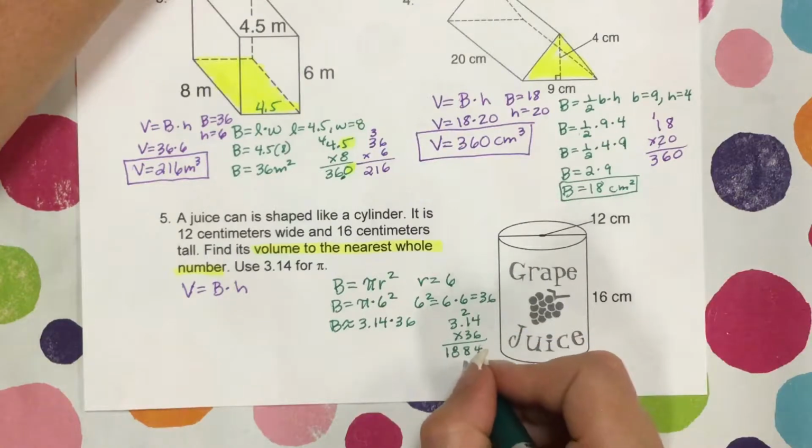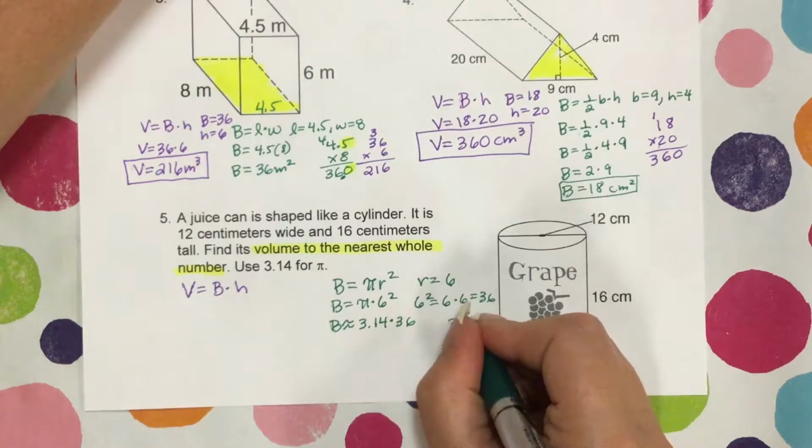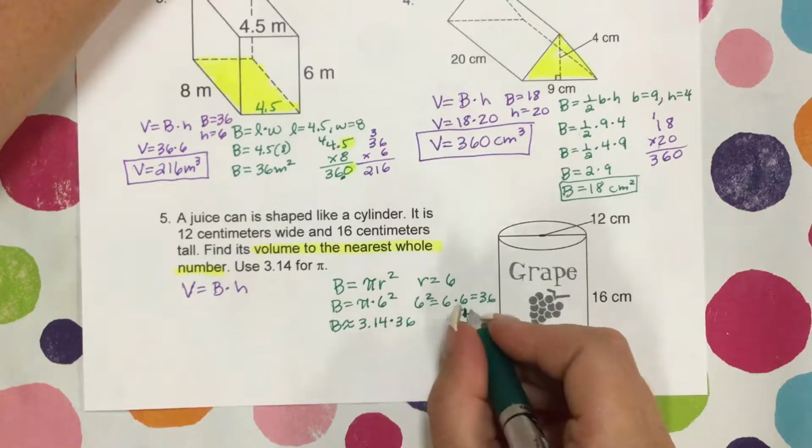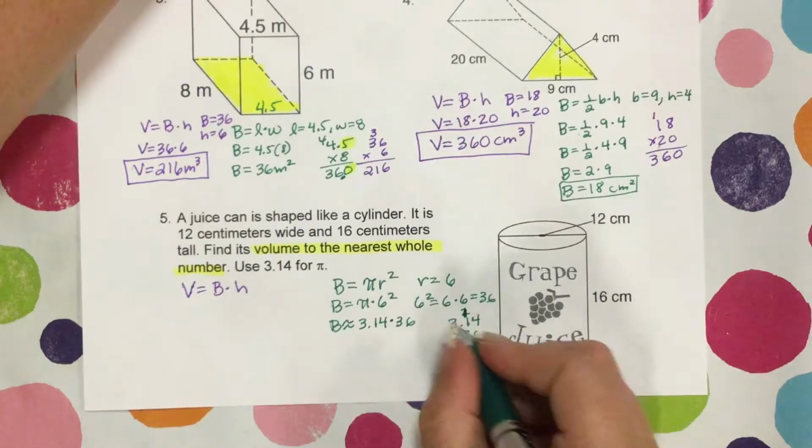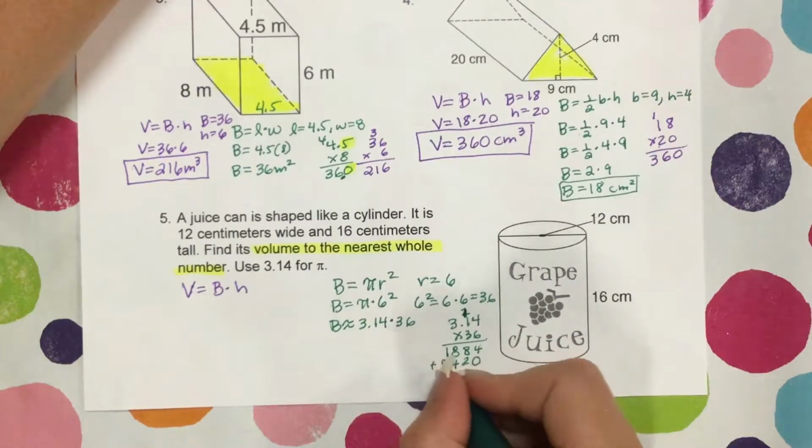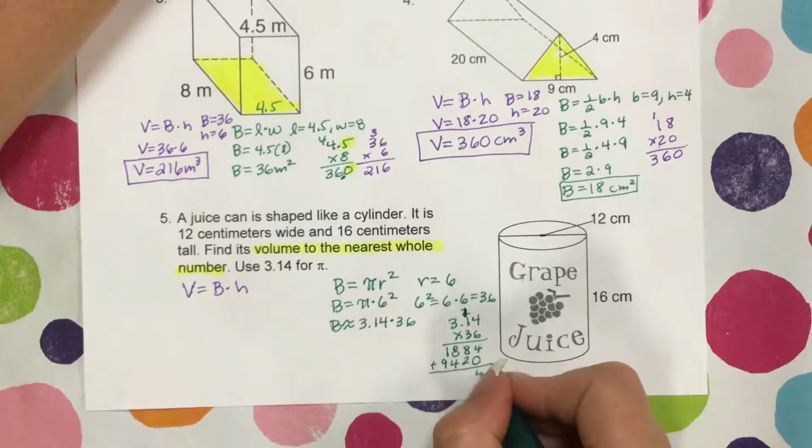3 times 4 is 12. Write the 2, carry the 1. 3 times 1 is 3, plus 1 is 4. 3 times 3 is 9, and then we add. 4 plus 0 is 4.